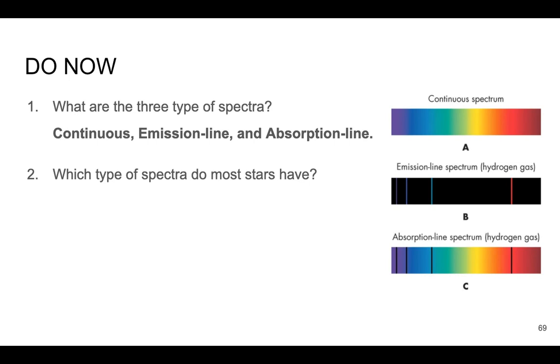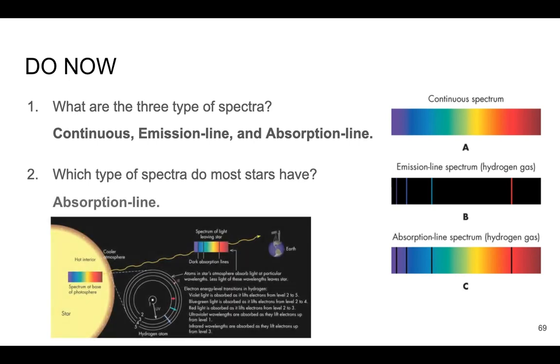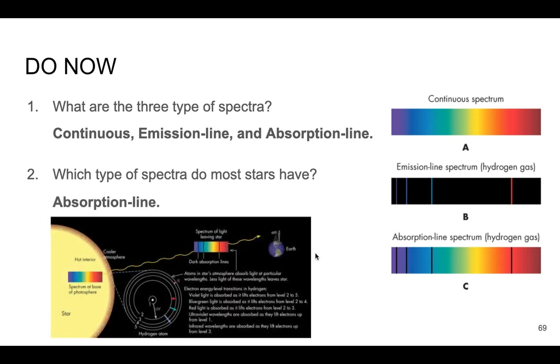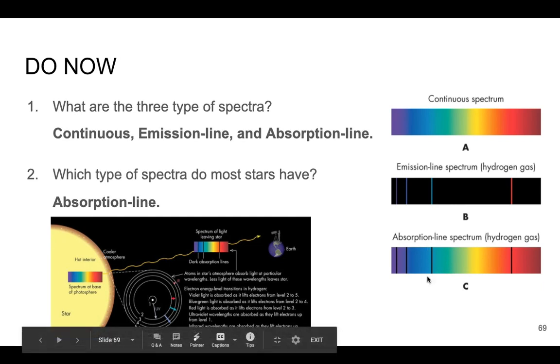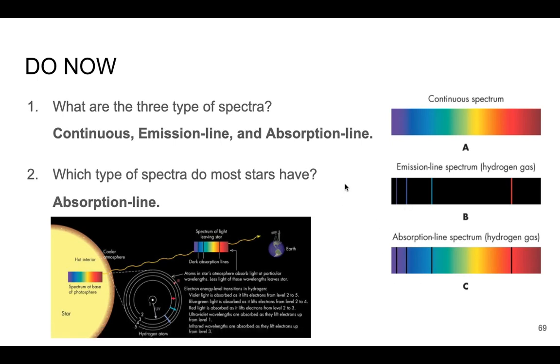So if you're looking at stars, what type of spectra do most stars have? It's the bottom type. Most of the light is there, but specific wavelengths are missing. When we did the thing with the green carousel, we got the emission line. Stars usually give you this. More on why you get that in a couple of slides.